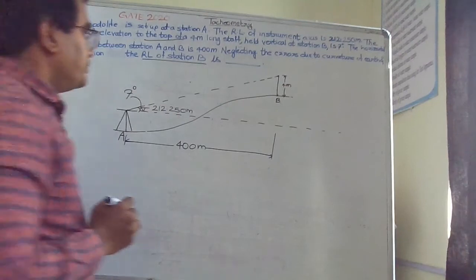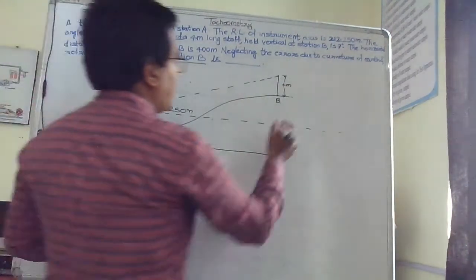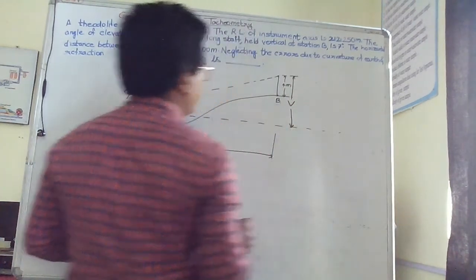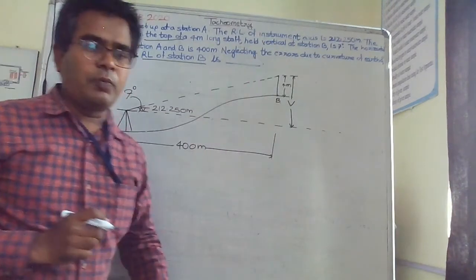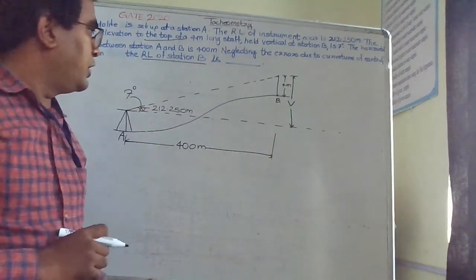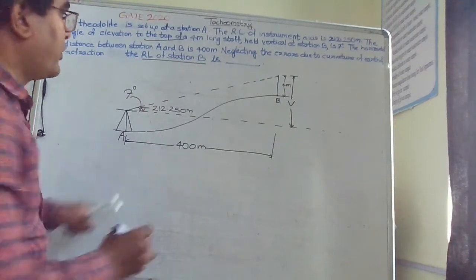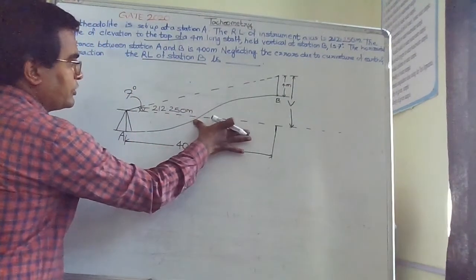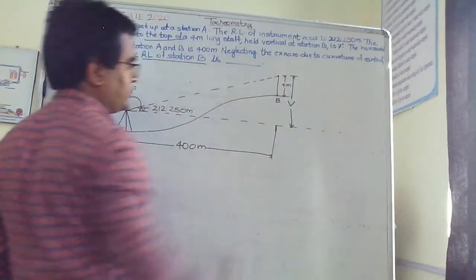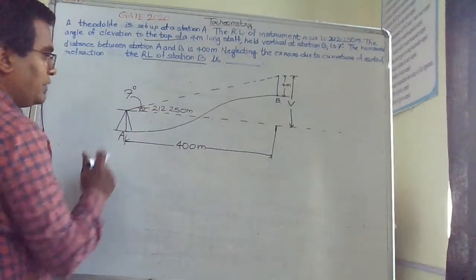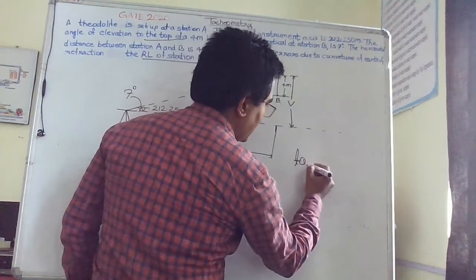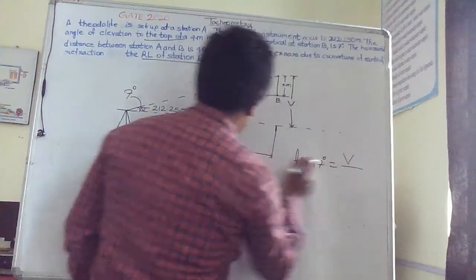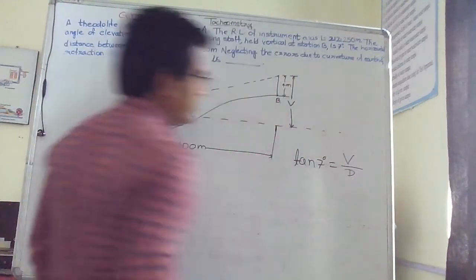So here, first thing we have to do is determine this vertical distance V from instrument axis to the top of this staff. And here again we can use trigonometry. Here horizontal distance is given up to this point A to B. This horizontal distance is known to us, and we have to find out this vertical distance. Again we can use trigonometry, that is tan of 7 degree is equal to this vertical distance, opposite side upon this horizontal distance, opposite side upon adjacent side.